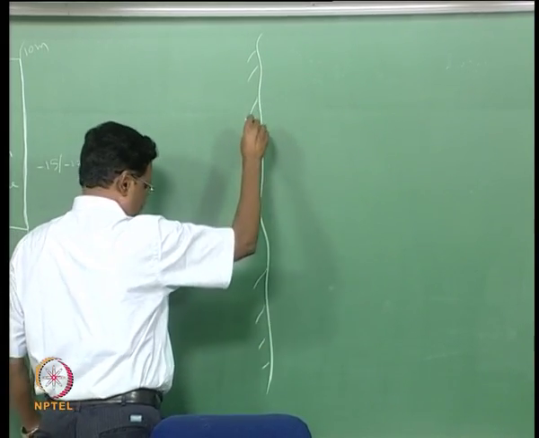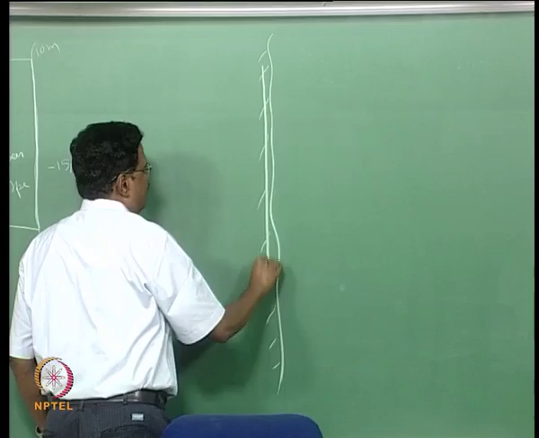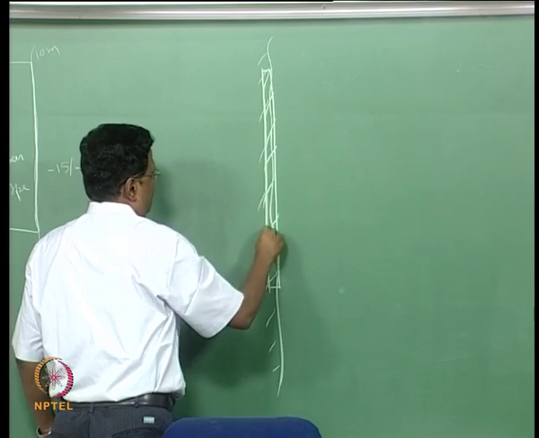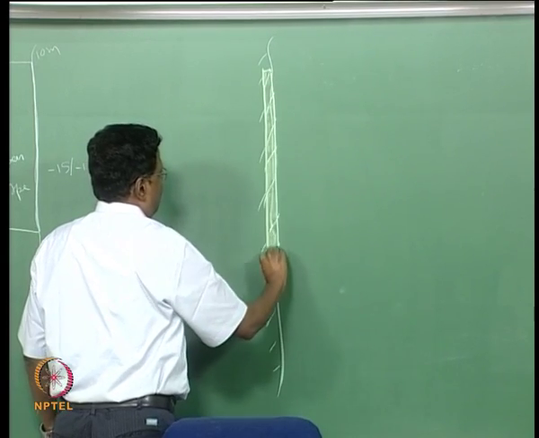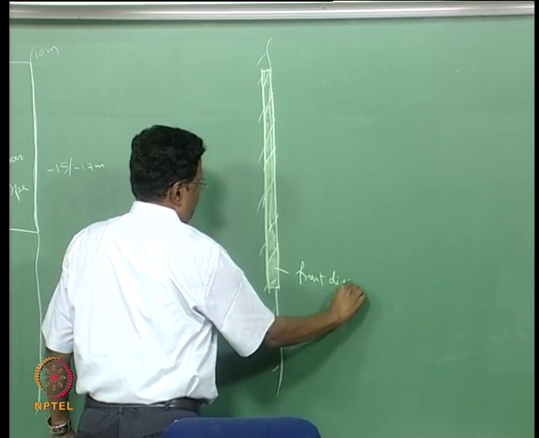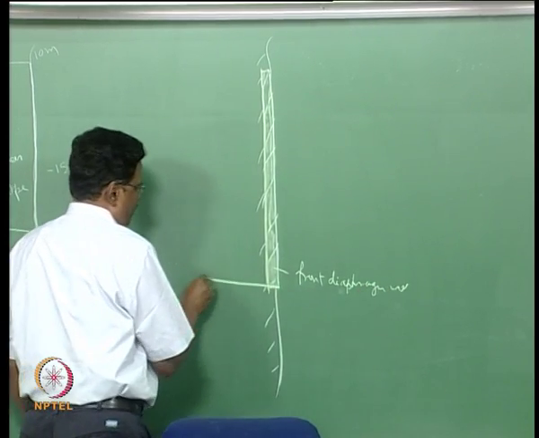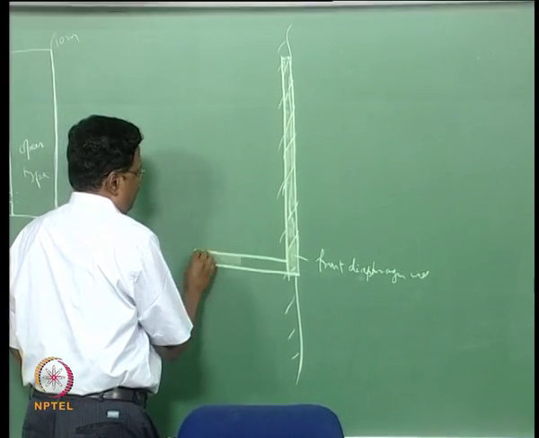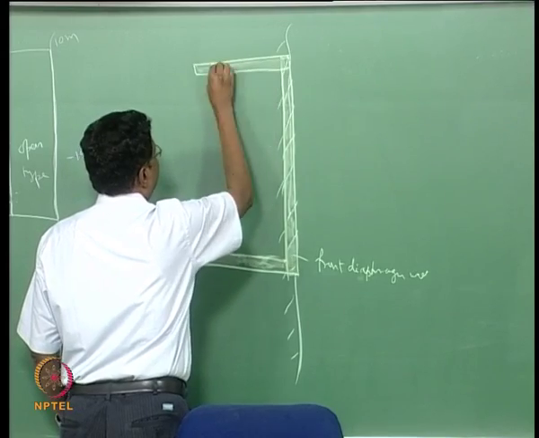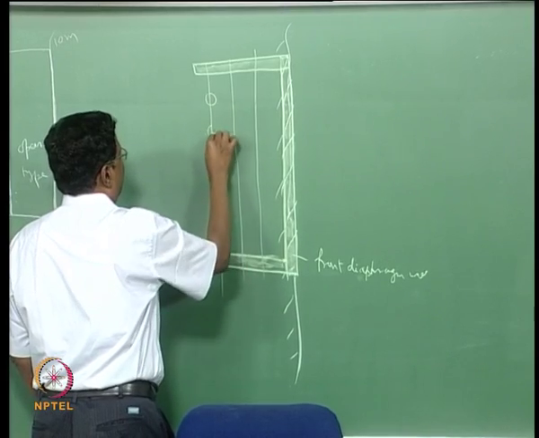The other type of structure is, this is your shoreline. What you do is you build one structure here, what is called a diaphragm wall. This is known as the front diaphragm wall. Basically you have to extend this on the ends. Then you have certain rows of piles.